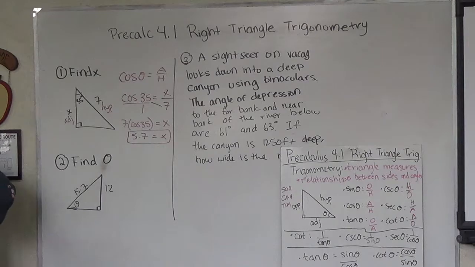Wait, it has to be in degree, right? It has to be in degree mode, so if you're not getting 5.7, it's in the wrong one.